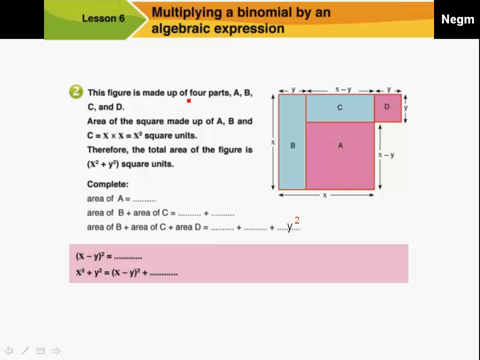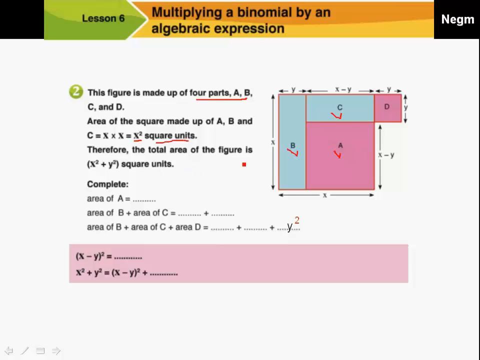This figure is made up of 4 parts, A, B, C, and D. Area of the square made up of A, B, and C. A plus B plus C is the square. The area of the square is equal to x times x, which is x square units.